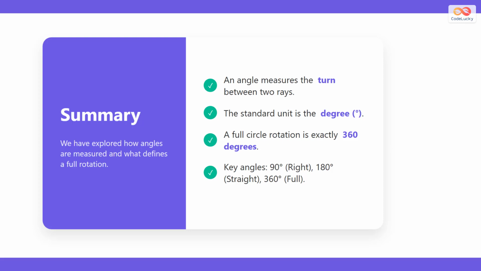To summarize, angles measure rotation. The standard unit is the degree. A full rotation is 360 degrees, and this system allows us to measure everything from simple corners to complex navigation paths accurately.